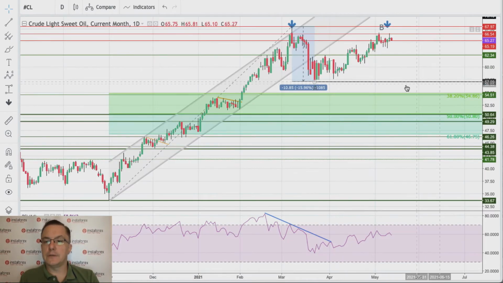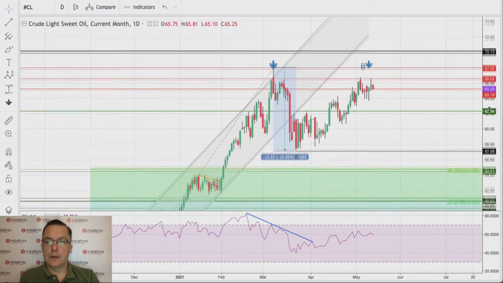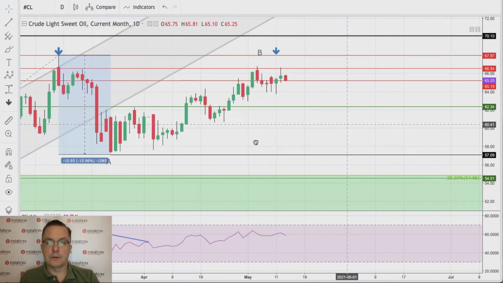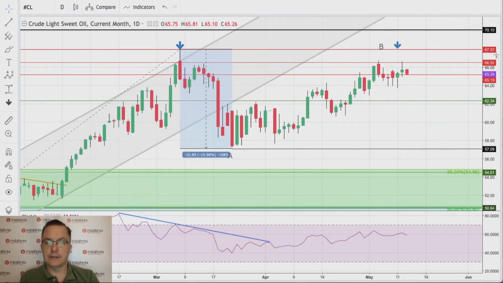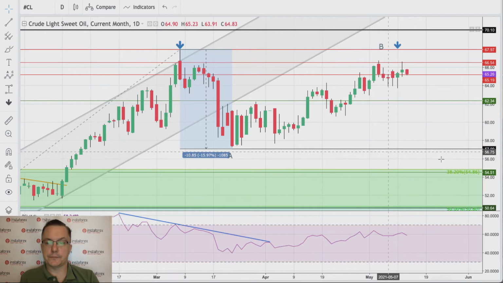So another interesting asset will be crude oil, of course. What is going on here? We got pretty much a nice uptrend, of course, completed at 67.97 here. Then we got this down move towards the lows of 57.09, and we are climbing higher.